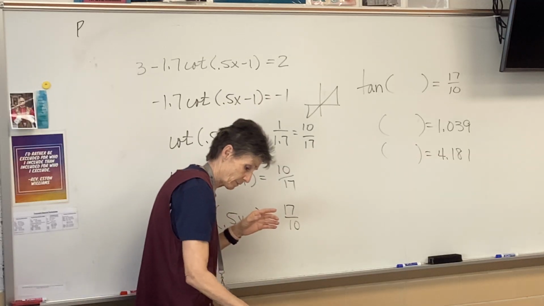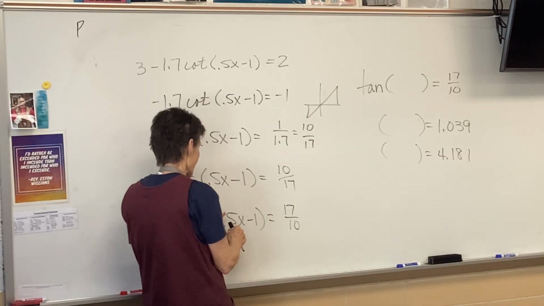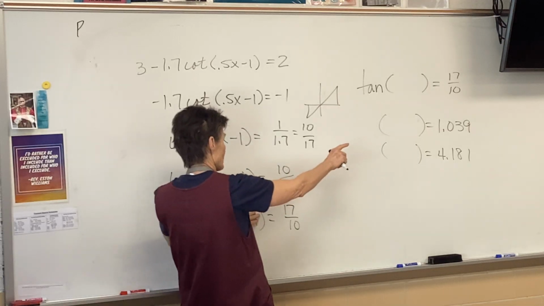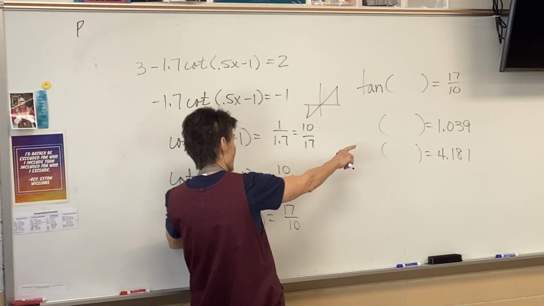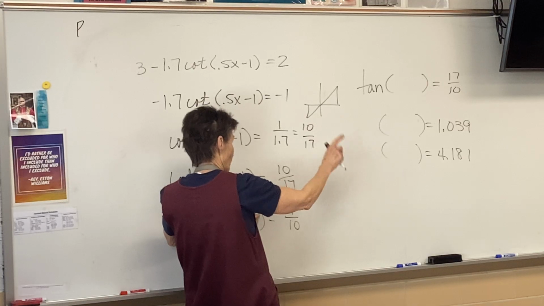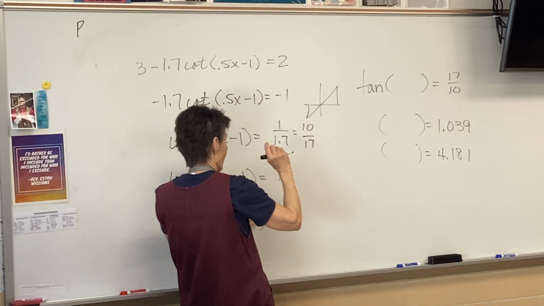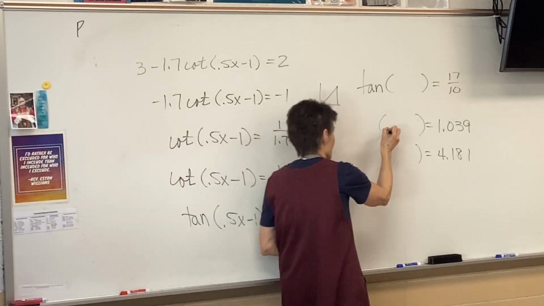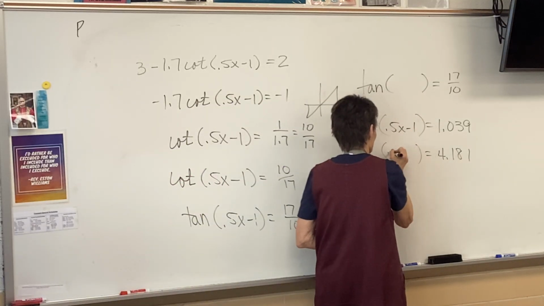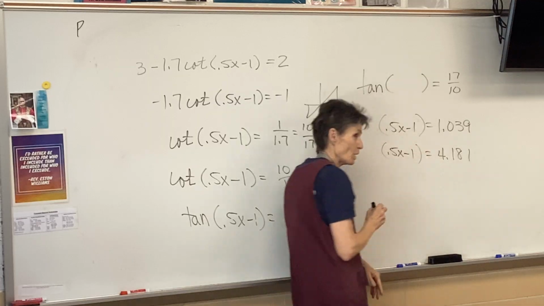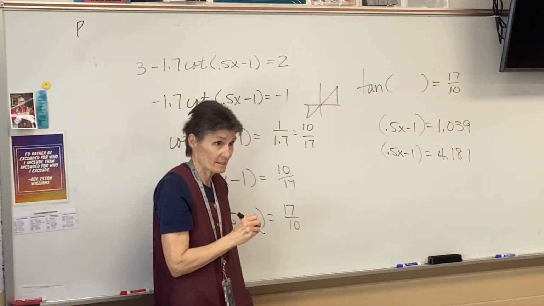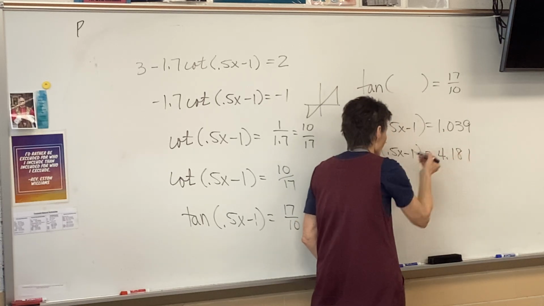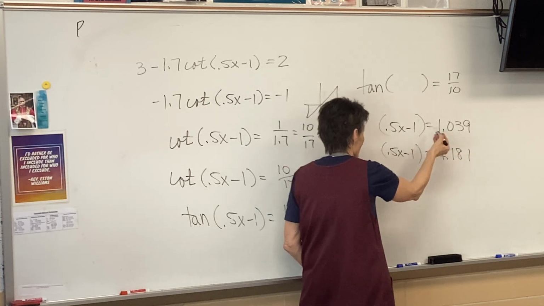Now, the question said the tangent of something is 17/10. So we just figured out that the somethings are 1.039 and 4.181. Now, what is that angle? 0.5x minus 1. So your job is to figure out what x is. We have found the angle. Now we're going to find x. So we're going to solve this.